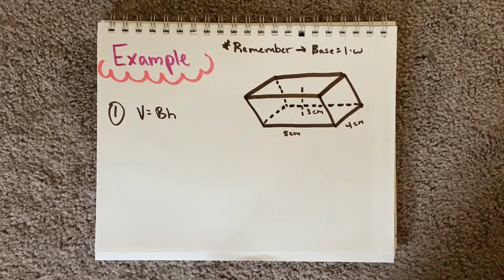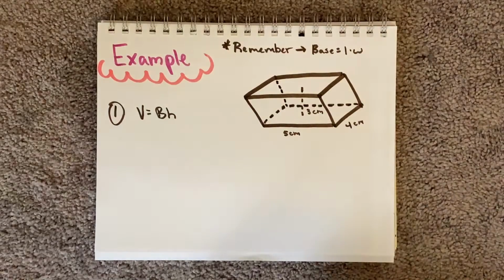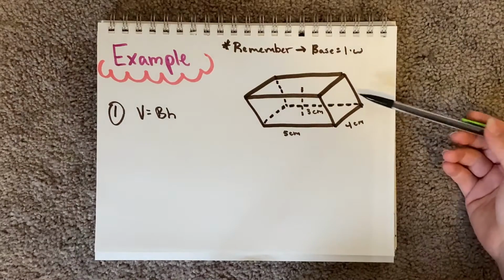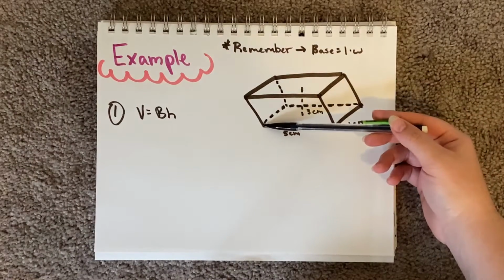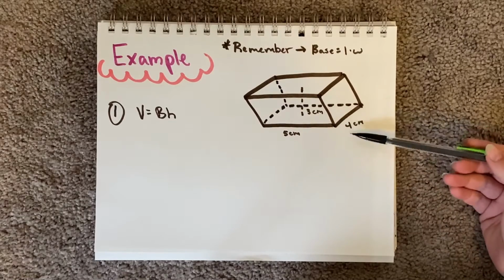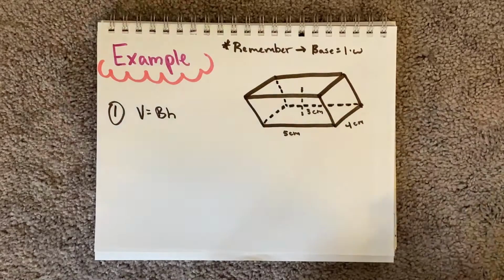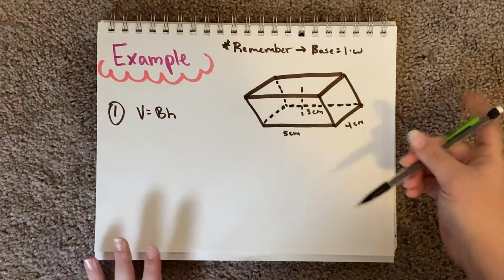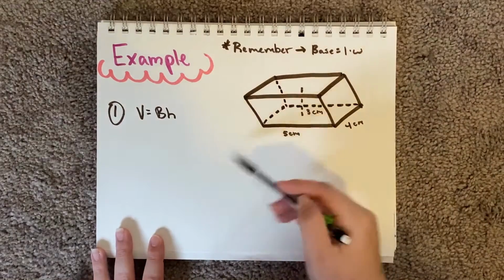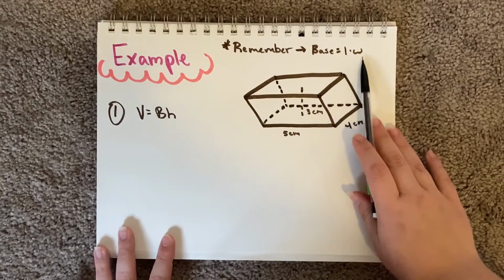Let's do an example together. For this first example, I have a prism. And as you can see, one side is the length, which is 5 centimeters. One side has the width, which is 4 centimeters. And then we have our height, which is 3 centimeters. And if we remember our formula, it's volume equals the base times height. Now remember, I just reminded you that our base equals length times width.